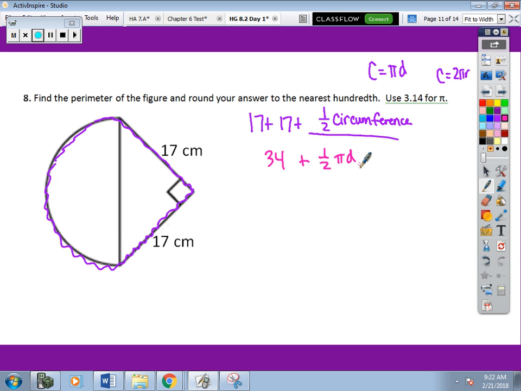How long is the diameter going to be? Not 17, 17 root 2. So since these are congruent, that means this is an isosceles right triangle, which means these are 45, 45. So this would be s square root of 2. So the whole thing is 17 root 2. That's your diameter.